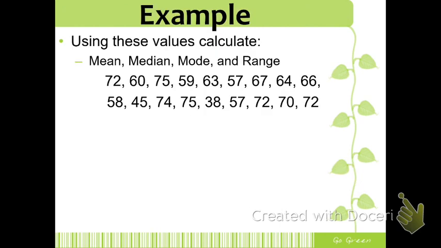Here's an example. We have a list of numbers. We're going to find the mean, median, mode, and range. First, we'll need to rewrite this list in order from smallest to largest. So I'll look through the numbers and scan. Looks like my smallest number is a 38. And next I have a 45. And two 57s.